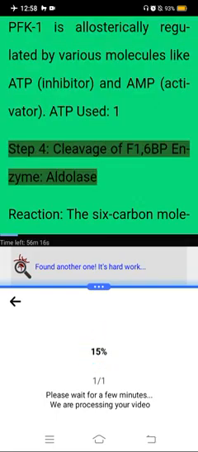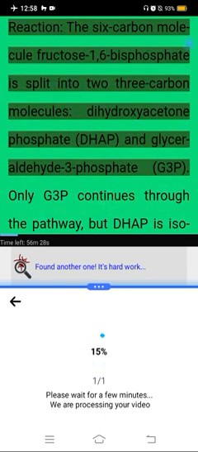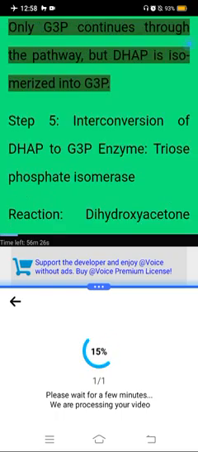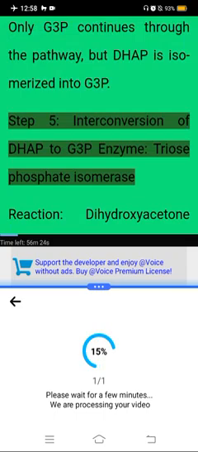Step 4. Cleavage of F1,6-BP. Enzyme: aldolase. Reaction: the 6-carbon molecule fructose 1,6-bisphosphate is split into 2 3-carbon molecules, dihydroxyacetone phosphate (DHAP) and glyceraldehyde 3-phosphate (G3P). Only G3P continues through the pathway, but DHAP is isomerized into G3P.